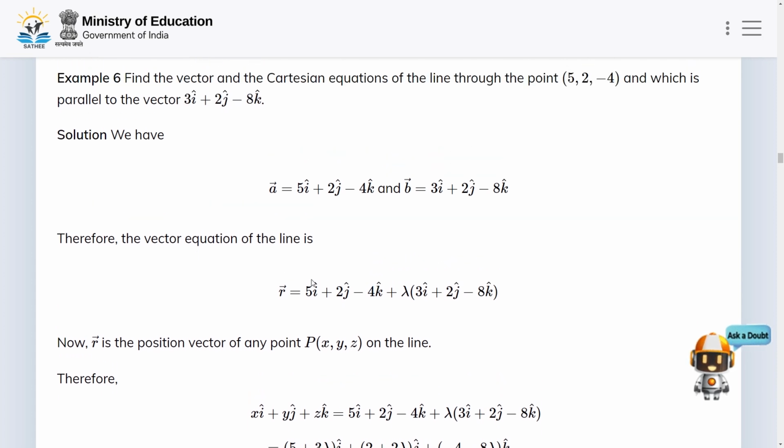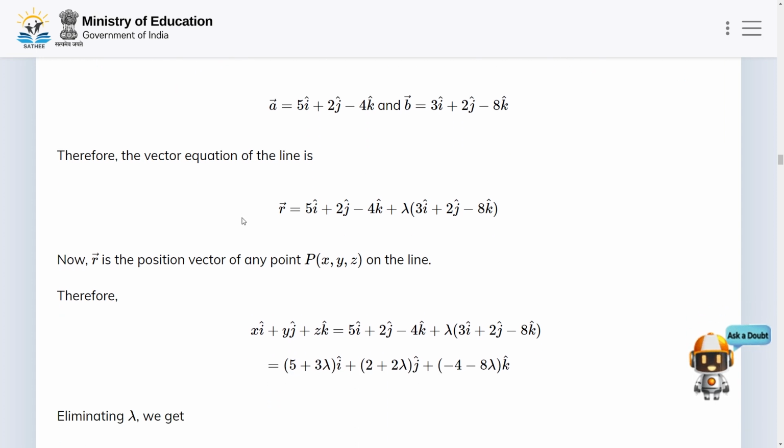Clear? Where is the a vector coming from? The position vector of the given point where the line is passing, and the b vector is the vector parallel to the line. So you will have your answer, the vector equation, in this form: r will be 5i hat plus 2j hat minus 4k hat plus lambda times 3i hat plus 2j hat minus 8k hat.